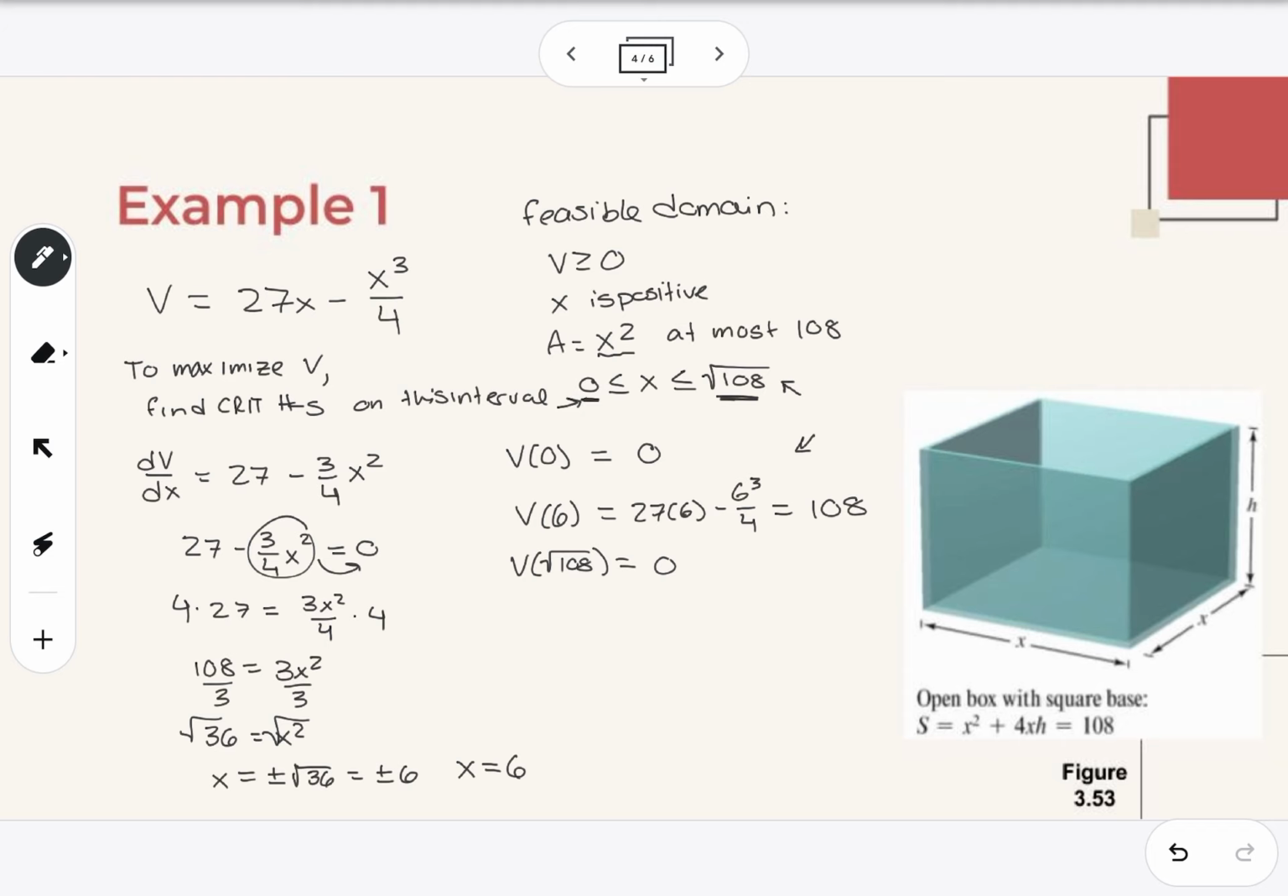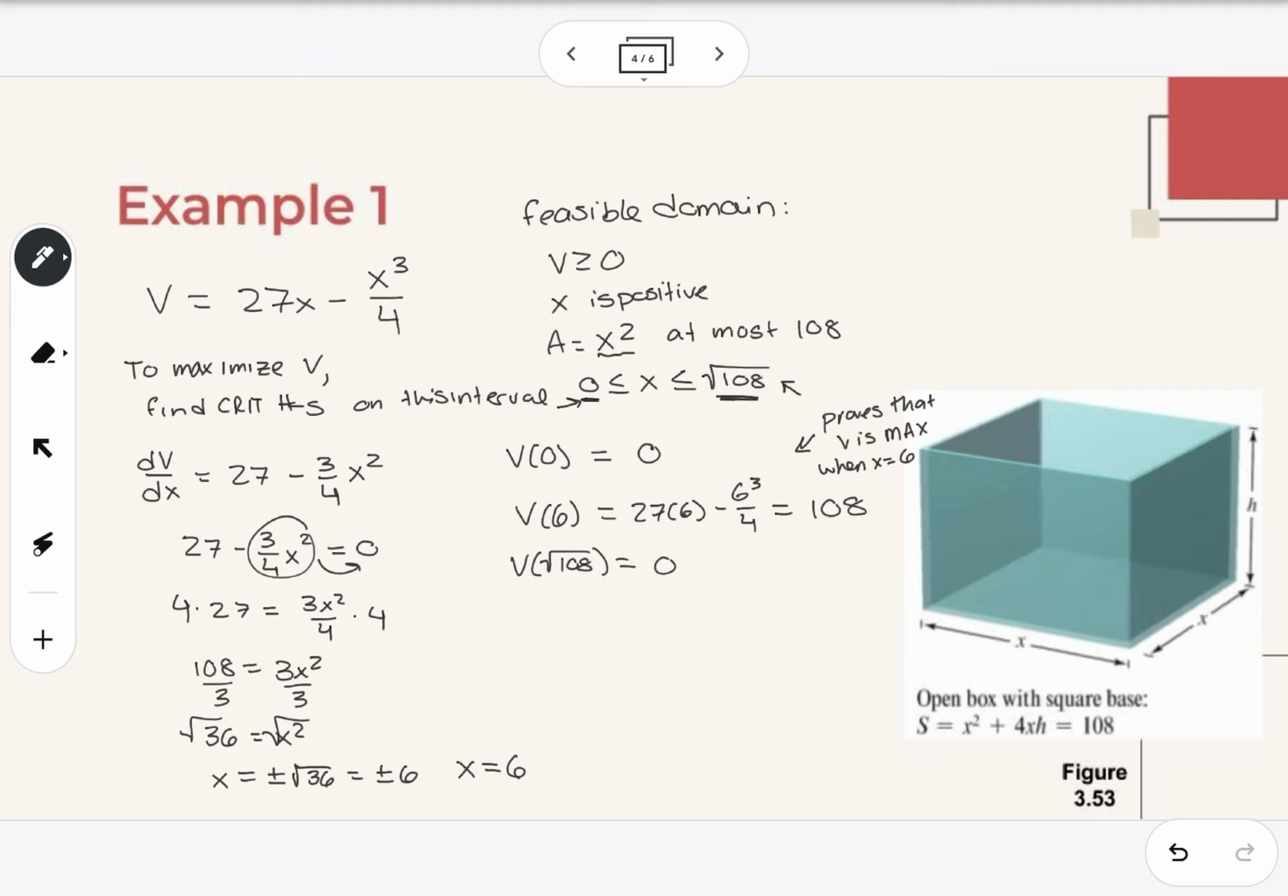And we're just saying, hey, I'm trying to find absolute max and min on a closed interval. I need to take my endpoints. I need to take my critical points. I need to plug them back into my original function. So this just proves that V is max when x equals 6.